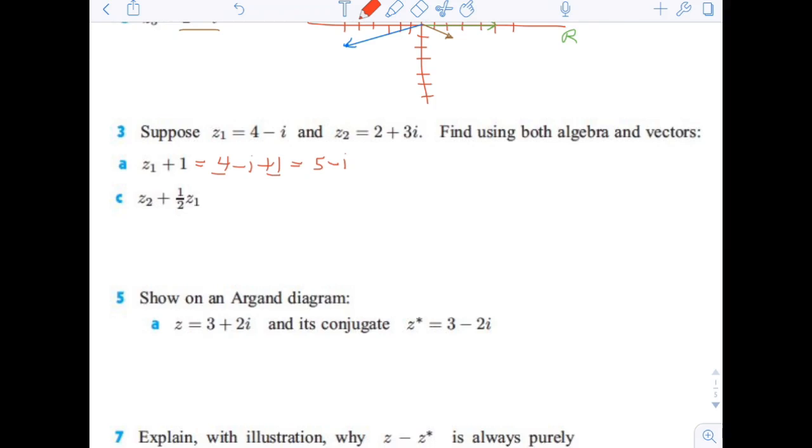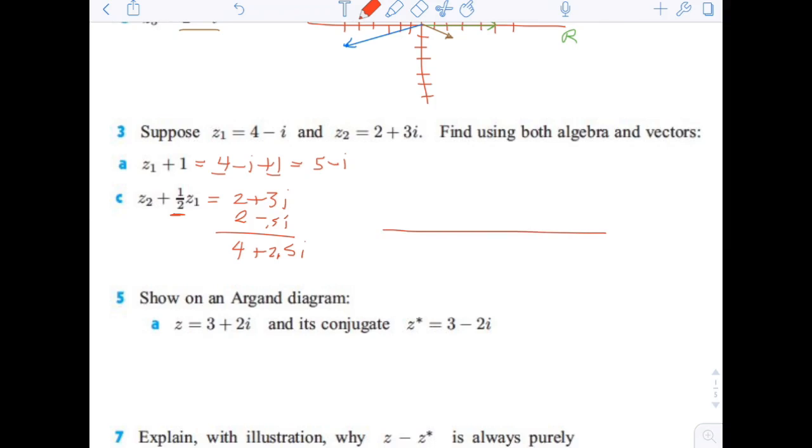What about part c? z2, which would be 2 plus 3i. And then we're going to do scalar multiplication of 1/2 times z1, which would be 1/2 times 4 minus i, which would be 2 minus 0.5i. And then we'll just add those two together. So we'll get 4 plus 2.5i. And let's see, we could find these also by using vectors.